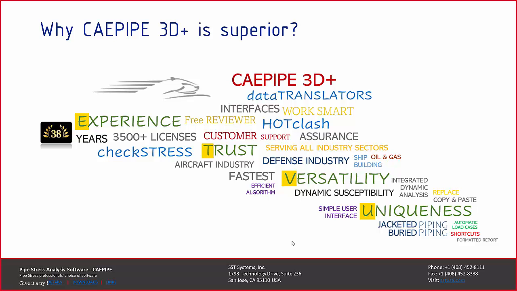So there are a number of advantages, and I would say CAEPIPE3D Plus is the most comprehensive. It has got the data translator, it's got the check stress, it's got the hot clash, and it's very comprehensive. So if you have any further questions, I'm here to help you out.